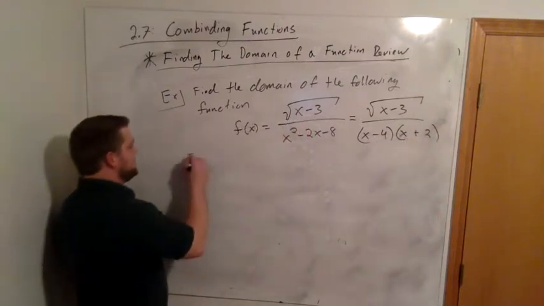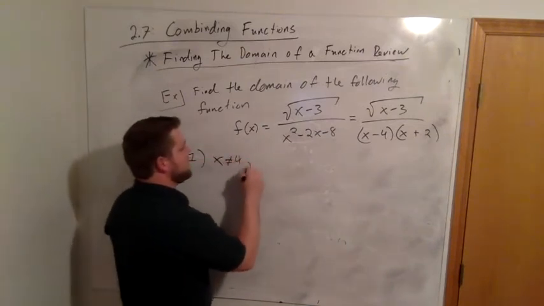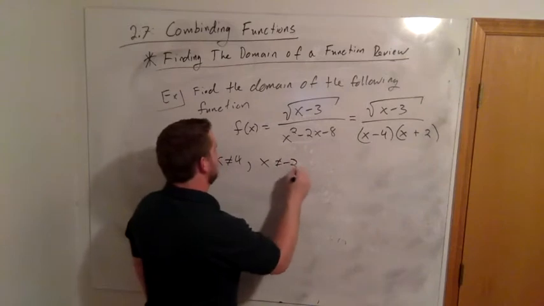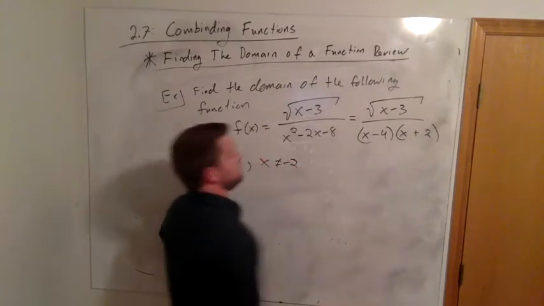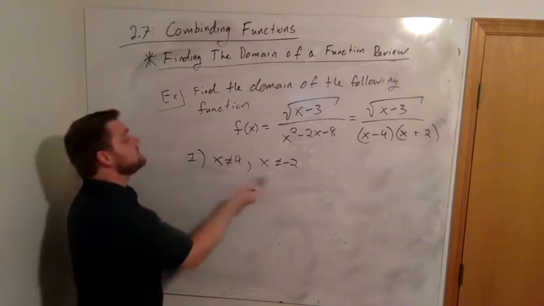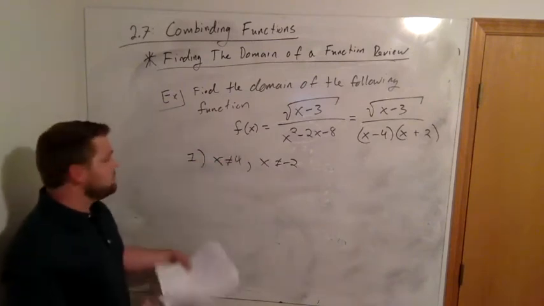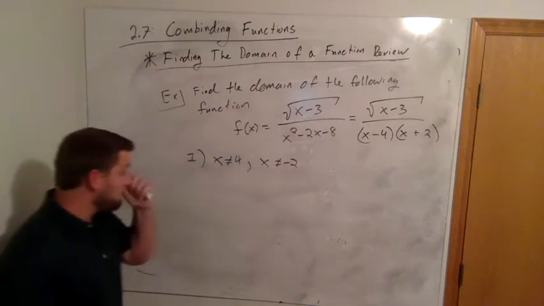So the first thing we need to pay attention to is notice that x can't be equal to 4 and x cannot be equal to negative 2. If I plug in 4, I'd be dividing by 0. If I plug in negative 2, I'd be dividing by 0. These are not in the domain of the function f. This should make sense because those would be the vertical asymptotes of this function.